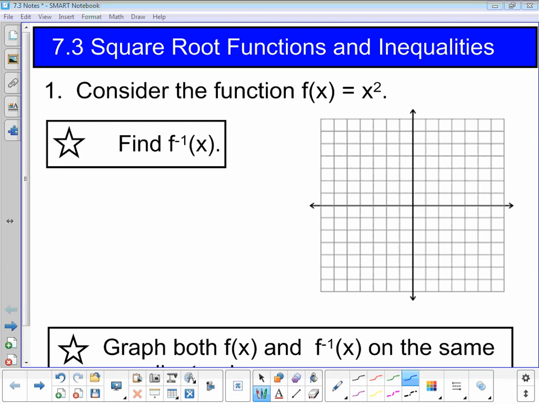Hey guys, it's Miss Johnson here, and I'm here to bring us our notes video for 7.3, which is square root functions and inequality. We want to start graphing these square root functions today.